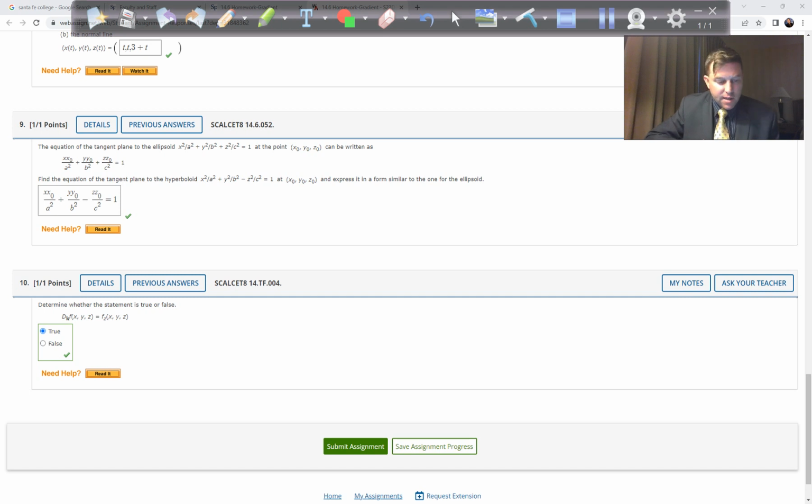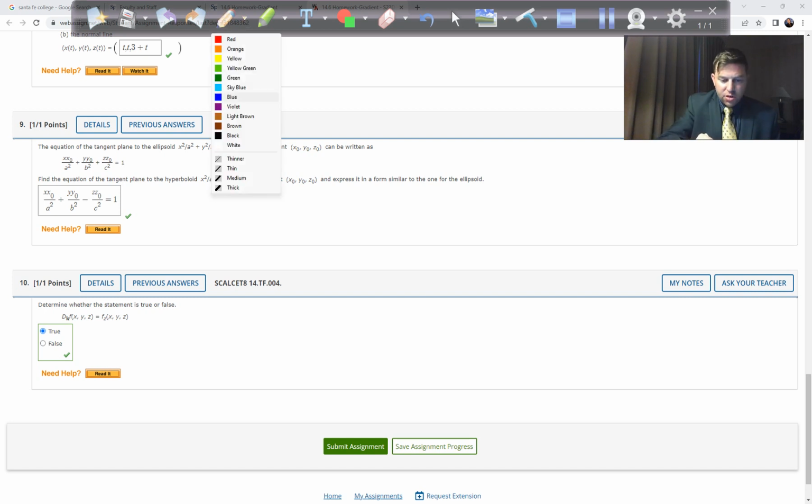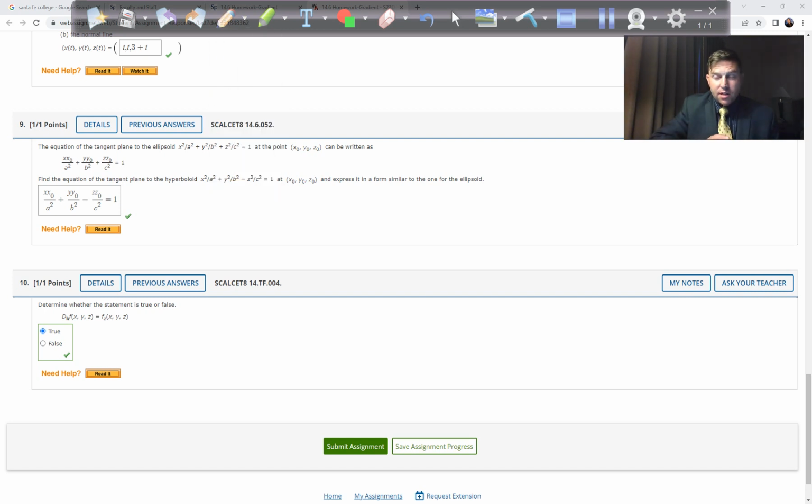Okay, problem 9, they say the equation of the tangent plane to the ellipsoid x squared over a squared plus y squared over b squared plus z squared over c squared equals 1 at the point x0, y0, z0 can be written as x0 x over a squared plus y0 y over b squared plus z0 z over c squared equals 1. And then they want us to change it from an ellipsoid to a hyperboloid and prove a similar equation. So I'm going to show you how they got the first one, and then we're going to use a shortcut to get to the answer.